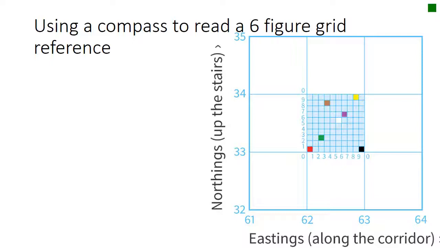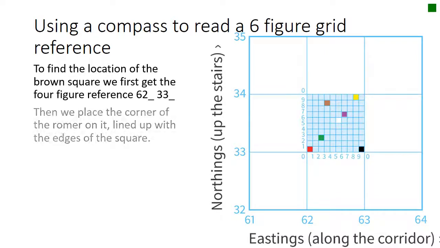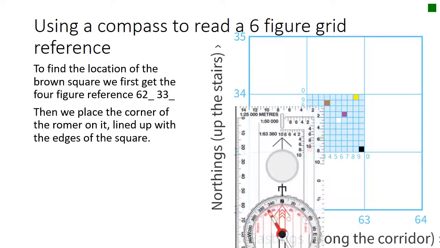So we're going to do a little bit of practice again. This time I'm going to use the compass to do it. We're going to do one example from the exercise we used previously. First thing we do is put the compass down. So we're going to line the compass up with the brown square. So we always put the corner on the object that we want to find. And then we make sure that we've lined it up square with the grid lines, so it's parallel to the Eastings and Northings to make it really easy to read.